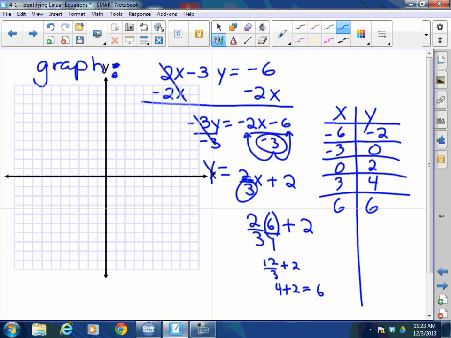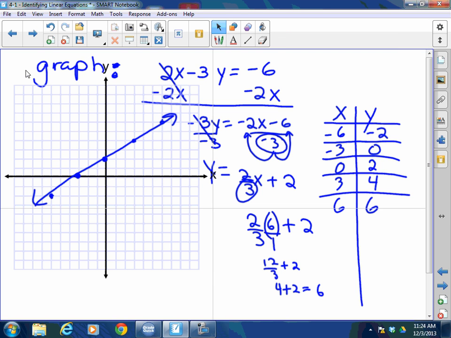So negative 6, negative 2. 1, 2, 3, 4, 5, 1, 2, 3, 4, 5, 6, negative 2. Negative 3, 0. 1, 2, 3, 0. 0, 2. 3, 4. 2, 3. 1, 2, 3, 4. And 6, 6. 3, 4, 5, 6. 1, 2, 3, 4, 5, 6. Straight line. No zigzags. No curves. You're golden. Any questions, my friends?